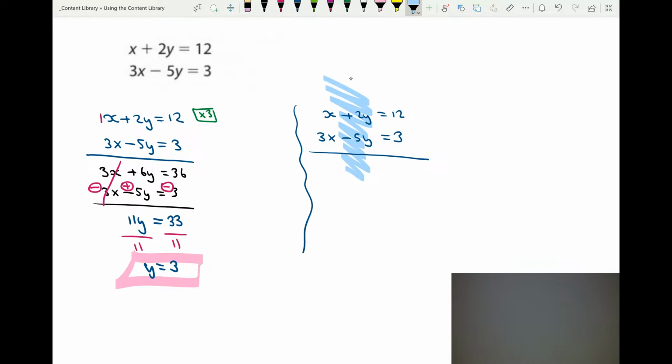Now, what number does 2 and 5 divide into? I have to divide 2 and 5 into 10. I have to get a common number. So what I have to do here is I have to make 10. So first of all, how do I make that 2 become a 10? I'd need to multiply the top line by a 5.